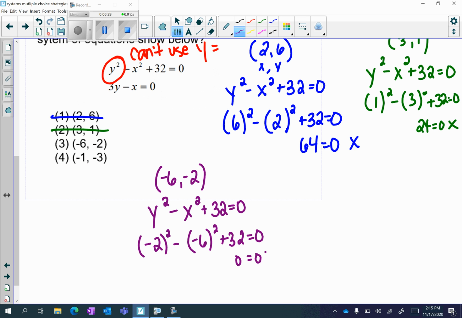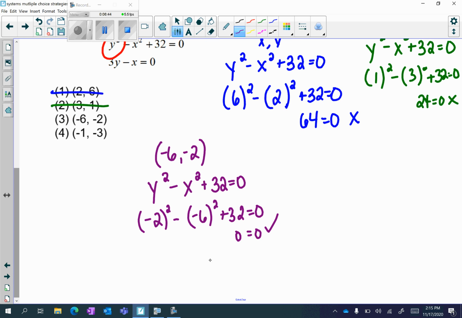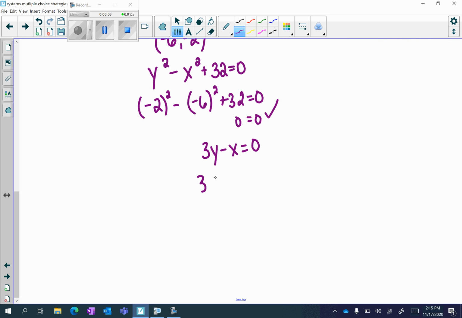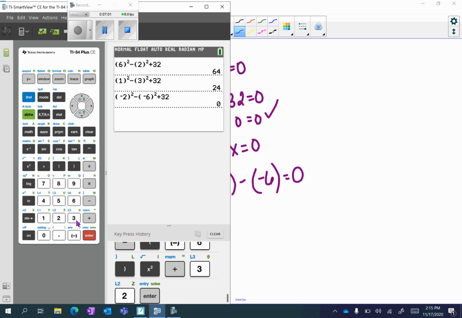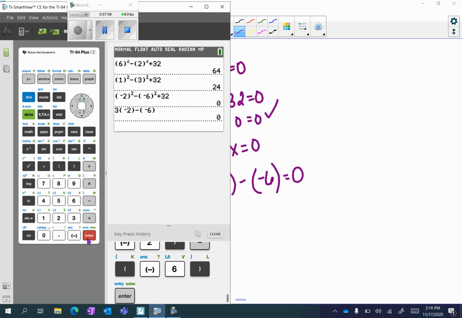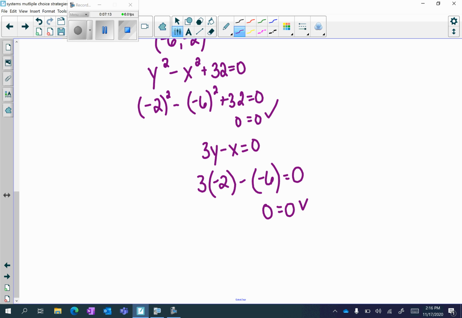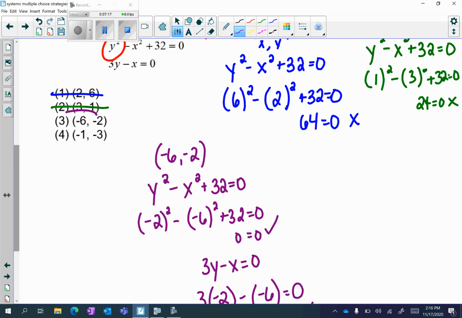So that means that it works for the first equation, but a solution to a system must work in both or all of the equations, which means I now have to test it out in my second equation, which is 3y minus x equals 0. So substituting in carefully, I have 3 times -2 minus -6. That's supposed to give me 0. 3 times -2 minus -6 gives me 0. So it works with both equations, so my answer is choice 3. If it didn't work with the second equation, I would cross it off and then I would go to my next answer choice. It must work with both equations for it to be your final answer.